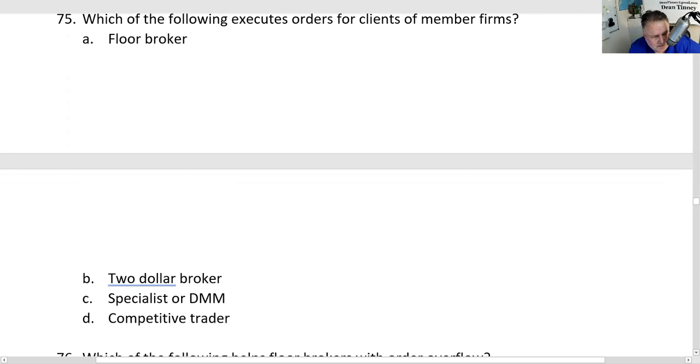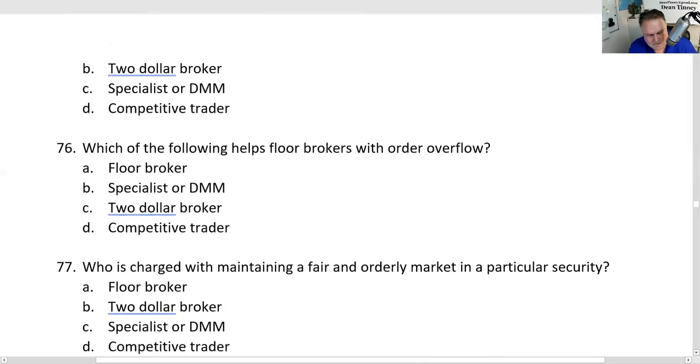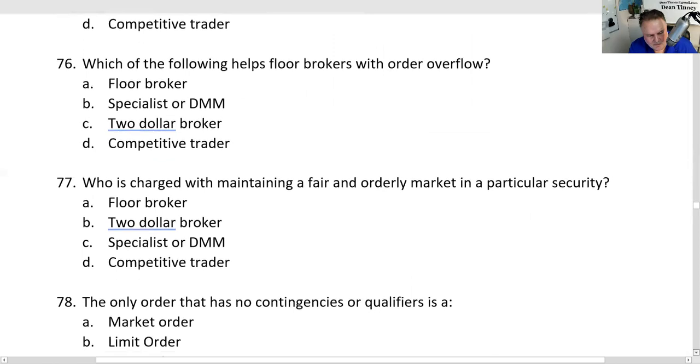The specialist or designated market maker is the one who holds the limit orders. He's charged with maintaining a fair and orderly market. He can only trade at the price of better than what he's holding. He's supposed to make a continuous market. So all these could have been the right answer. The answer to this one is A. There we go. The answer to this one is C. The answer to this one is B.